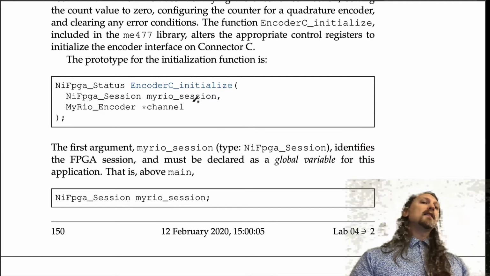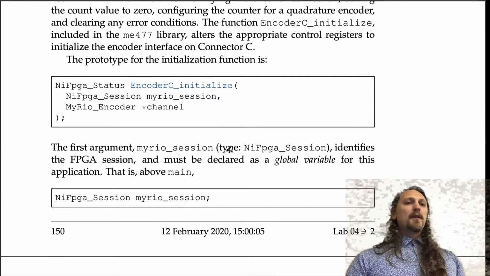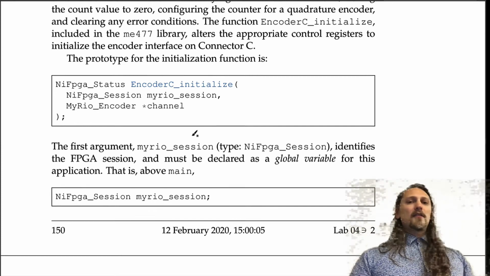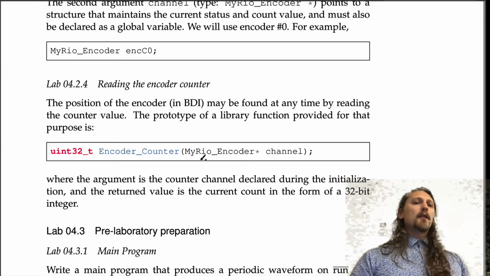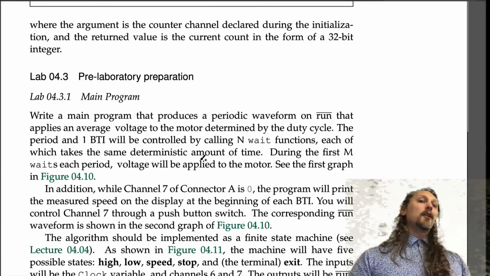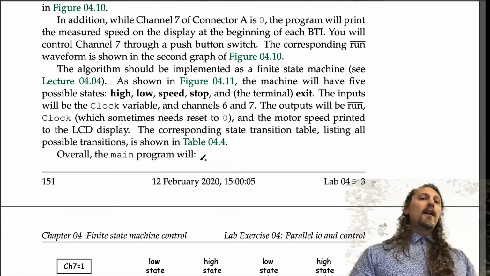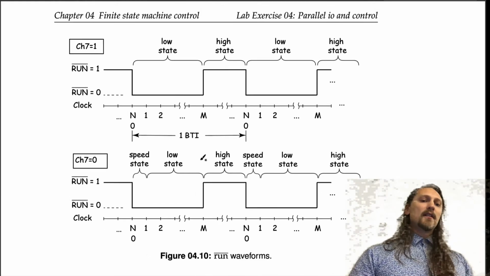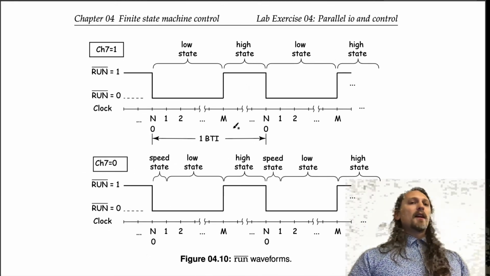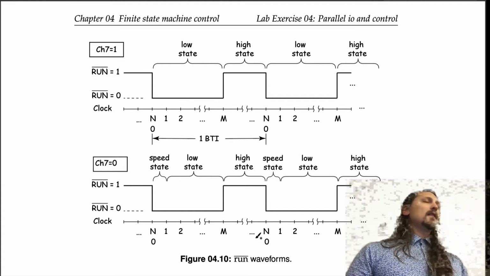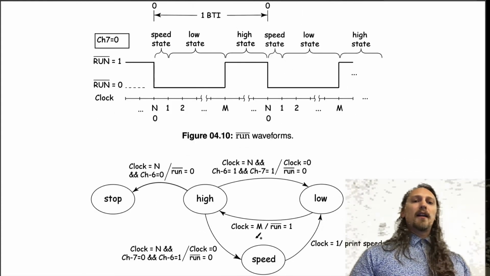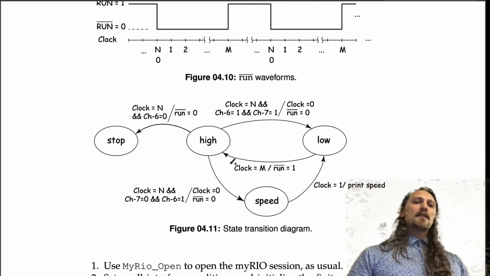So initializing the encoder in FPGA. So show you how to do that. Talk about reading the encoder values, which is actually incredibly straightforward. Then you're going to have to build this operation for a finite state machine. So you're going to have its 4 different states.